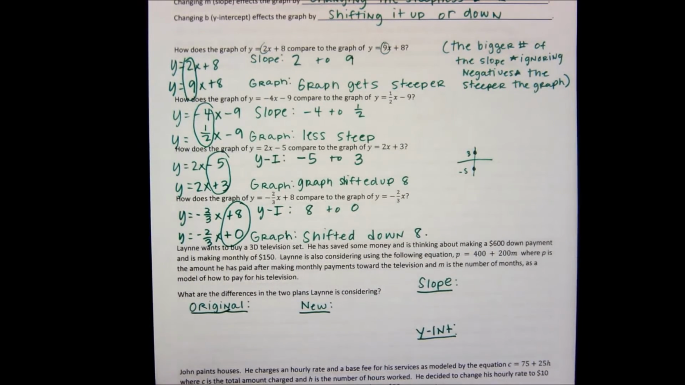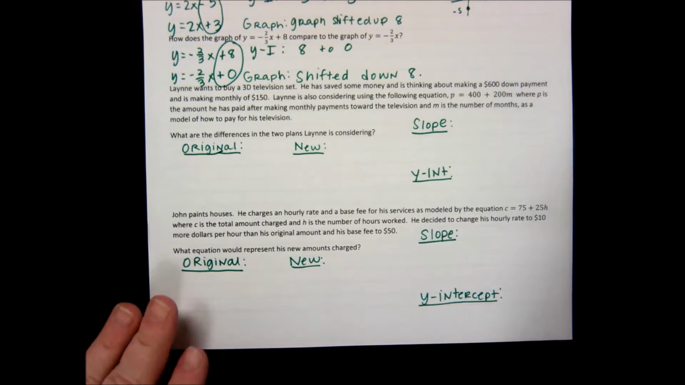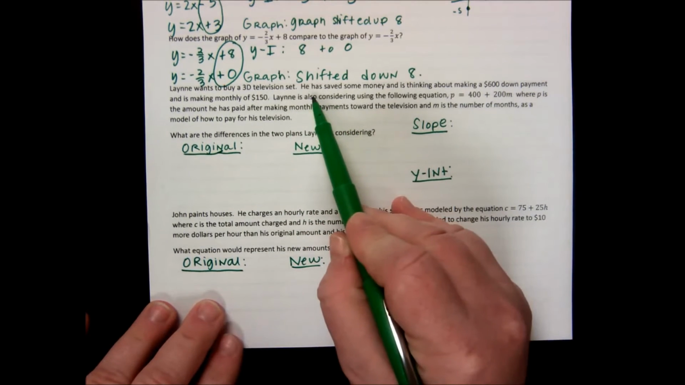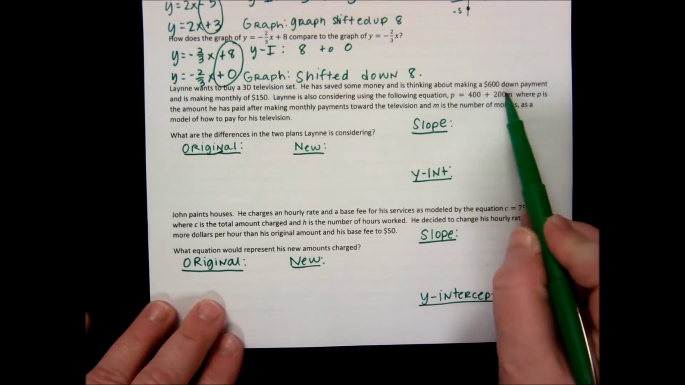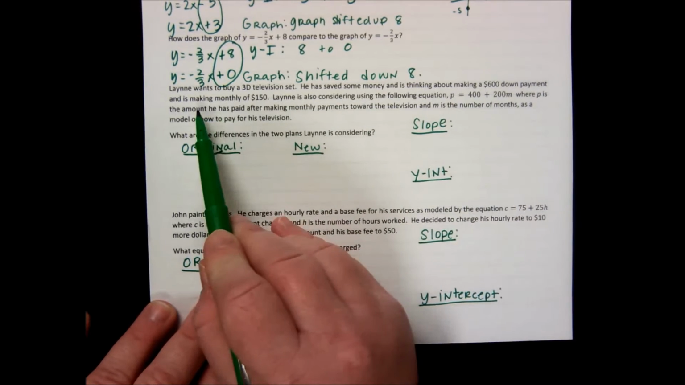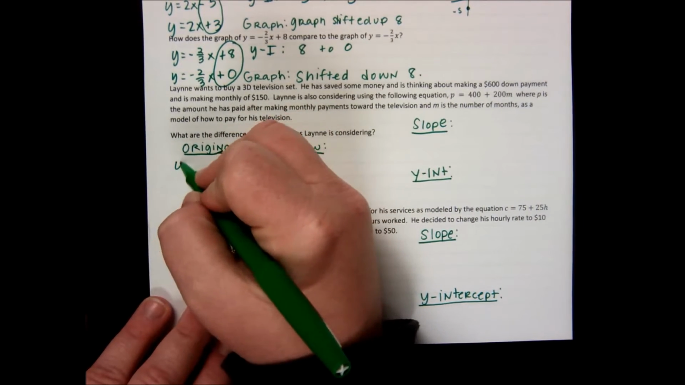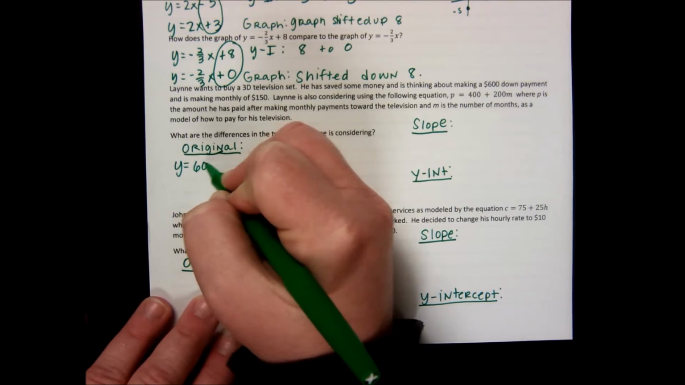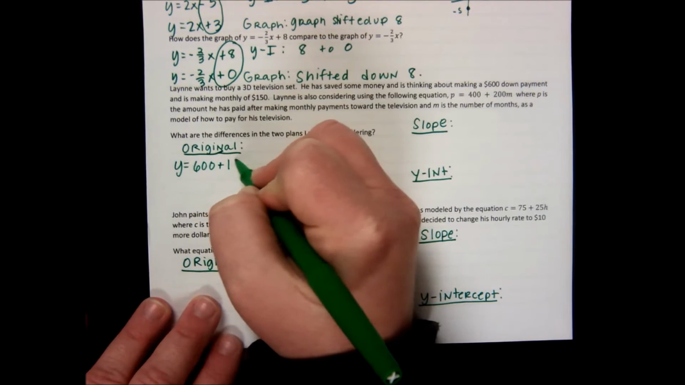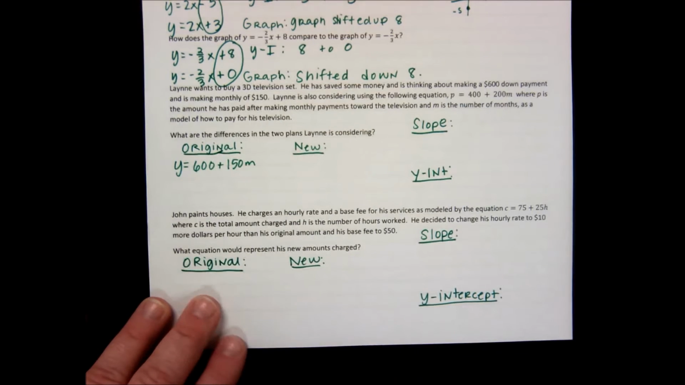All right, let's look at some word problems. Lane wants to buy a 3D TV. He saved some money and is thinking about making a $600 down payment and a monthly payment of $150. Let's first write an equation for that. y equals 600 plus 150x, the $150 monthly payment he's going to make.